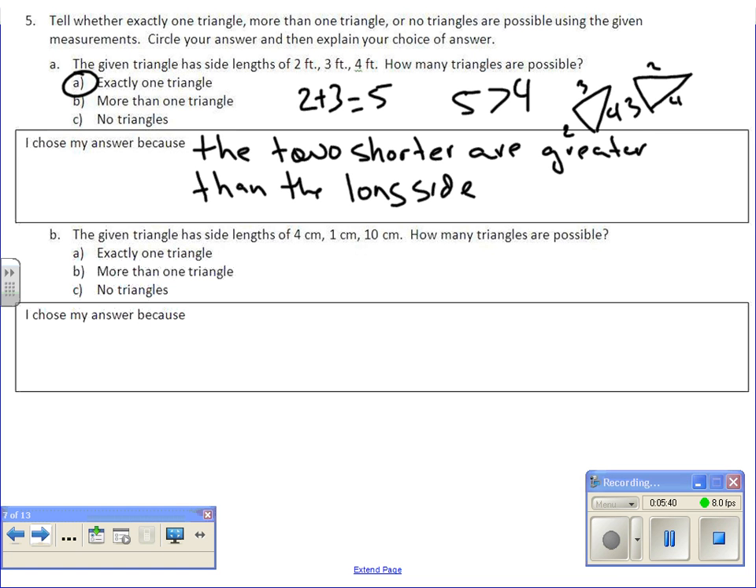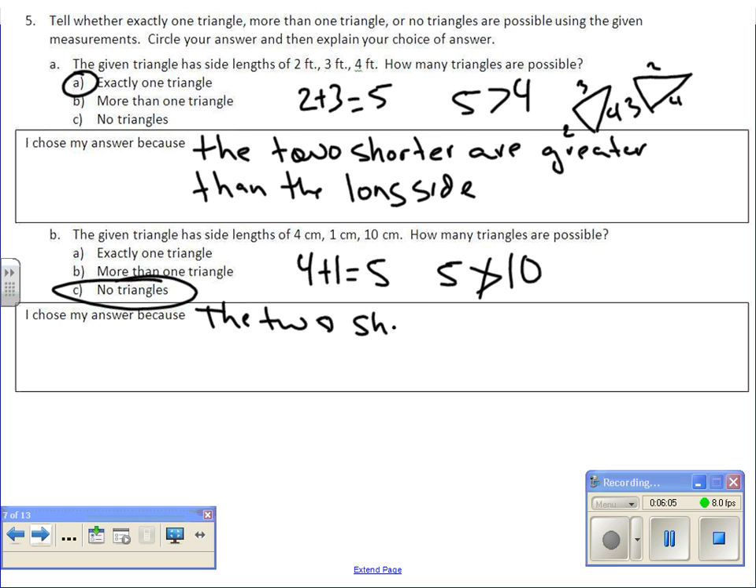Alright, so now we're looking at given lengths of 4, 1, and 10. So let's add these up. So 4 plus 1 is going to be equal to 5. 5 is not going to be greater than 10. So right now we know we can't make any triangles because our triangle inequality does not work. So I know that I choose my answer because the two short sides are not greater than the long side.